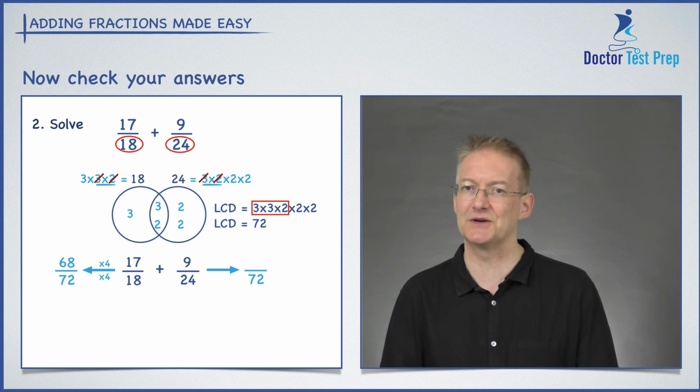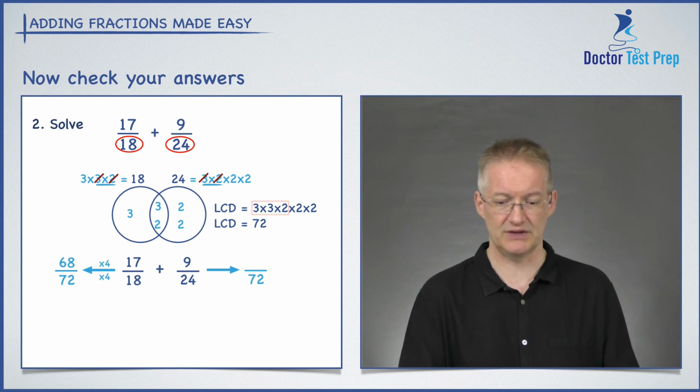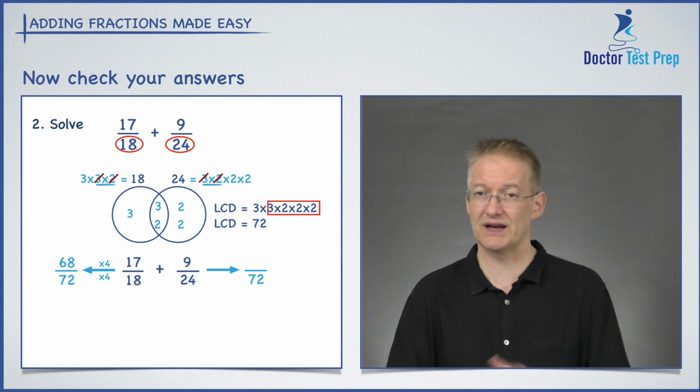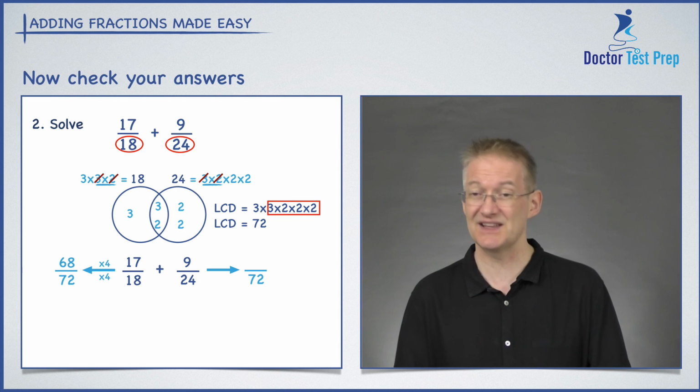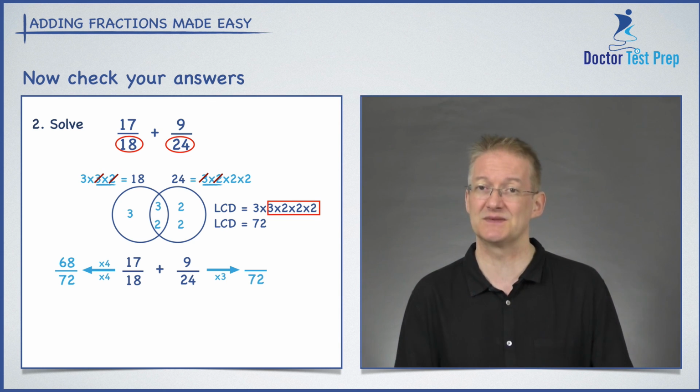Now let's have a look at the 9 over 24. So I'm going to use the same trick now. 24 is 3 times 2 times 2. So when I circle that in my LCD, I can see the only thing that's left over is 3. So 3 times 24 gives me 72.